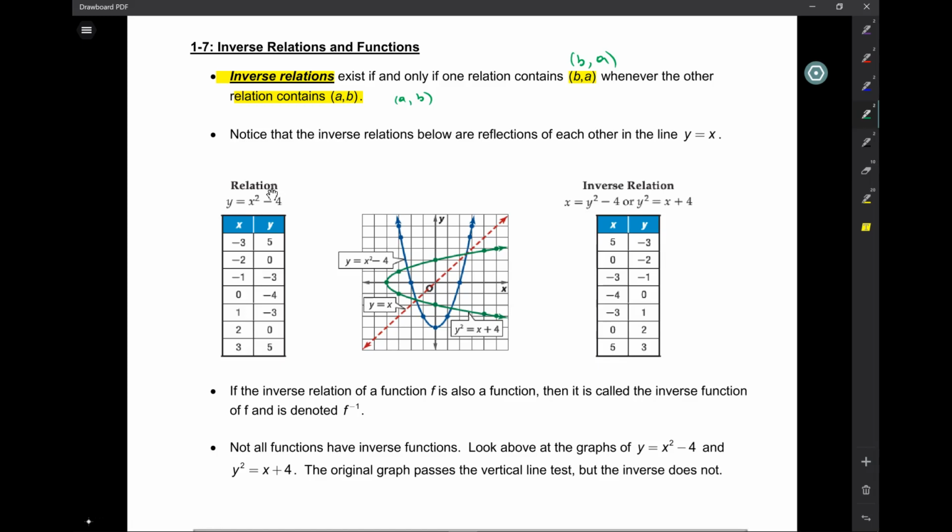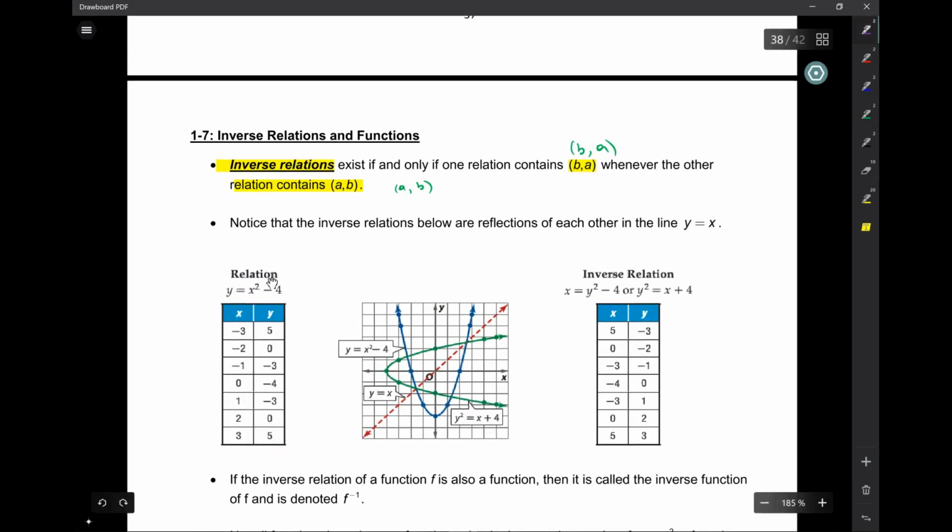Okay, so you take any relation, any line like this, right? You take all of these coordinate points, so the point 3, 4, the point 4, 5, and so on, and you switch around the x and y, you will get the inverse of it, basically, is what we're saying.